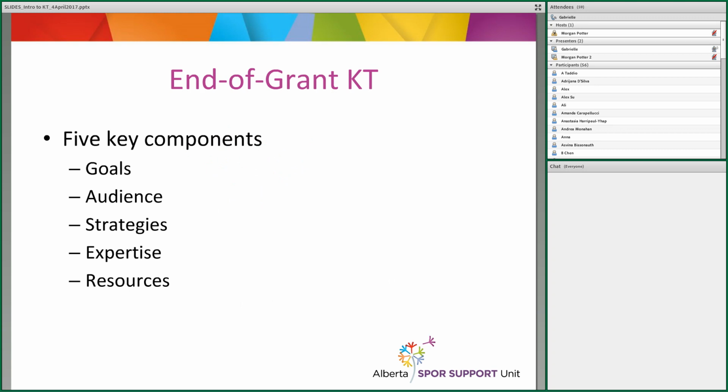The following 5 components should be addressed in any end-of-grant KT plan. These factors are the same regardless of the domain of research, though how they apply will vary. So your KT goals need to be very clearly defined and justified. You need to identify and justify the target audience. The nature of the target audience and the type of evidence will determine which strategies you use. The specific KT goals, audiences, and strategies planned for determine the appropriate level of expertise needed for end-of-grant KT. And end-of-grant KT can only be successful if the appropriate resources are dedicated to accomplish the proposed activities.